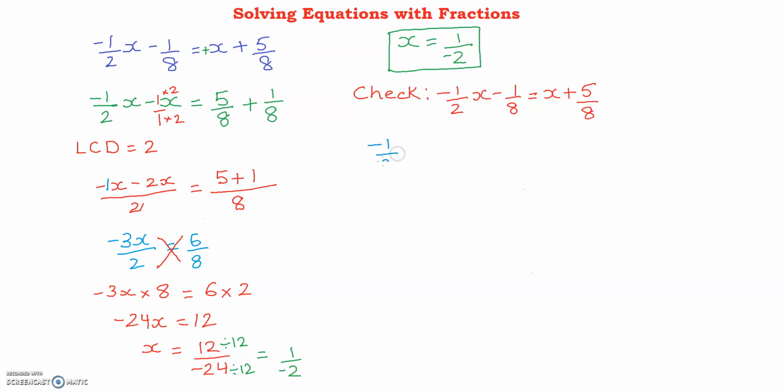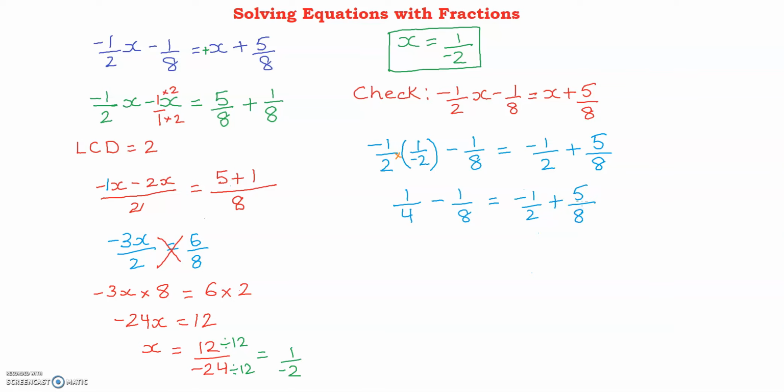So I already have negative 1 over 2. Instead of x, I will substitute negative 1 over 2 or 1 over negative 2, then negative 1 over 8, and instead of x again, negative 1 over 2 or 1 over negative 2, and then 5 over 8. When I multiply these two, I get 1 over 4 minus 1 over 8 equals negative 1 over 2 plus 5 over 8.